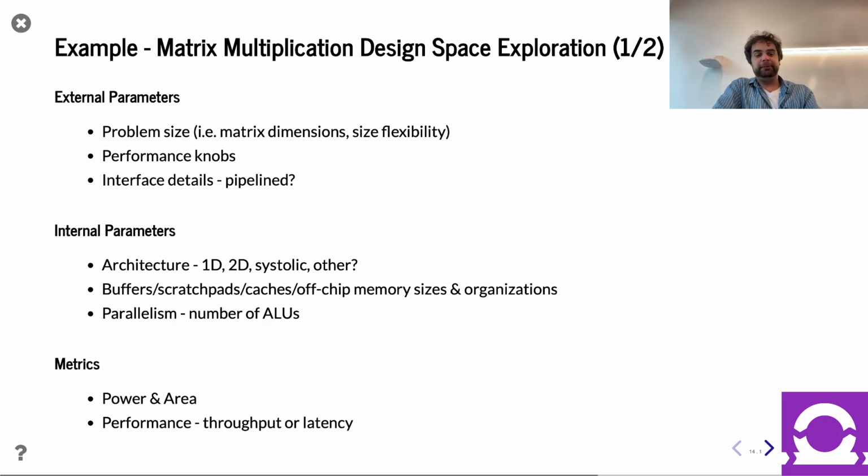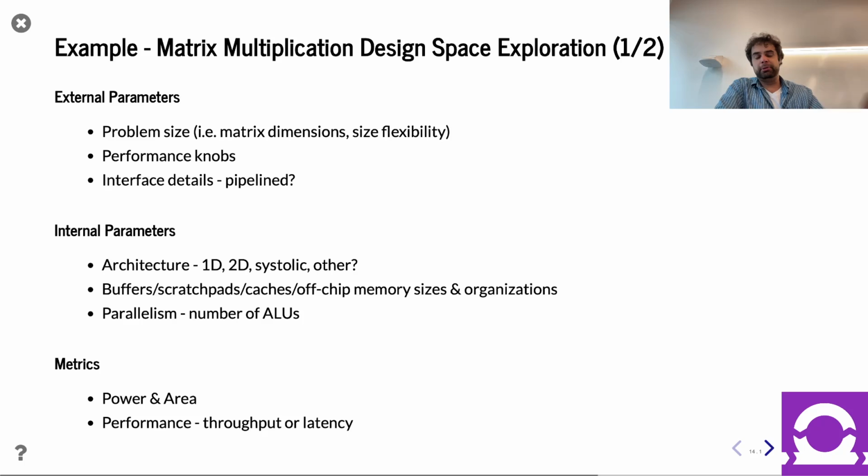The internal parameters are things like the architecture, is it 1D, 2D, systolic, etc. How much buffering, caches, scratch pads, etc. you have inside there, parallelism. These are the internal parameters. And of course, how might I measure this?